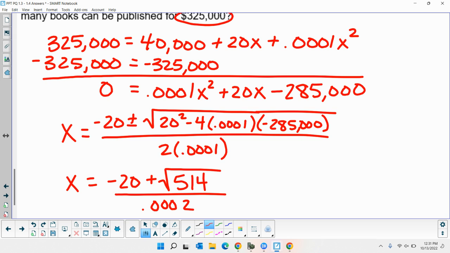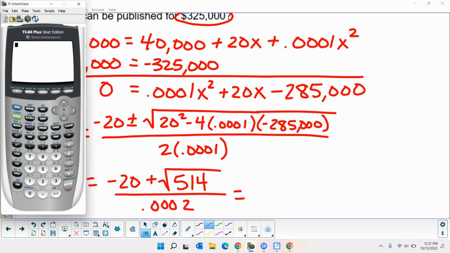Then I would do this in my calculator. I would do negative 20 plus the square root of 514, hit enter, and then divide by 0.0002. So how many books can we publish for that amount of money? 13,357.